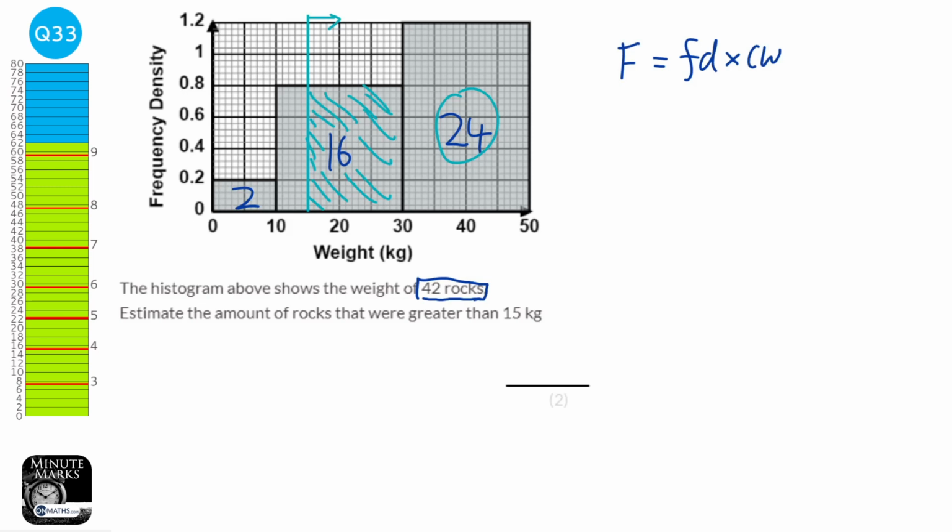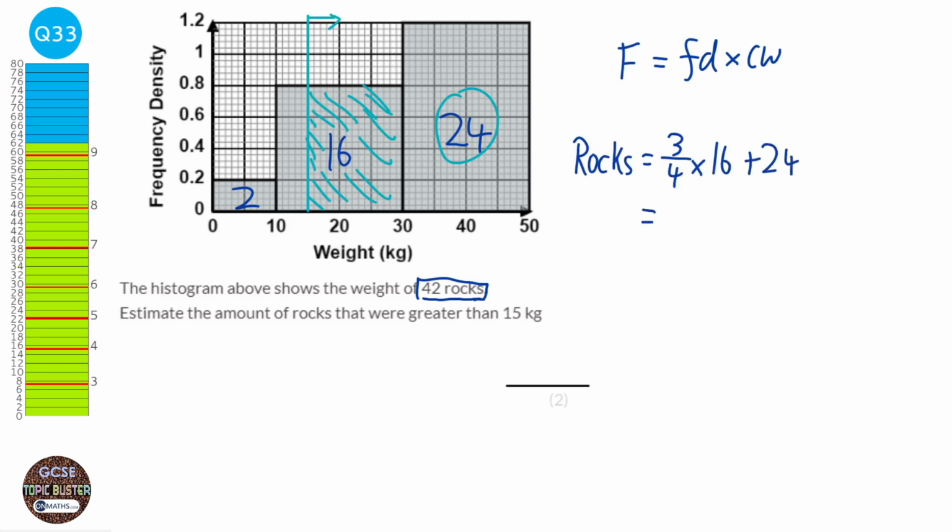So the amount of rocks we're looking for is going to be 3/4 of the 16 plus the 24. So the 3/4 of the 16 will be 12, plus the 24, which will be 36.